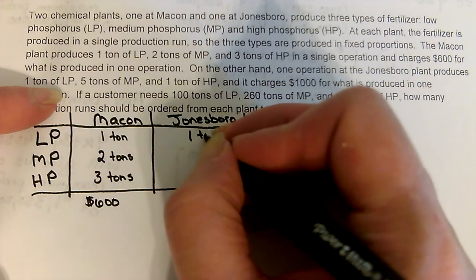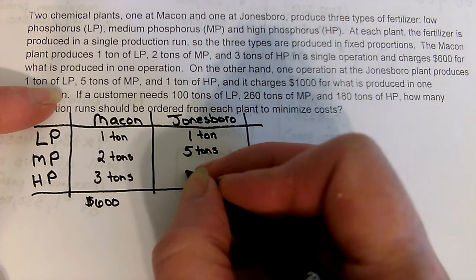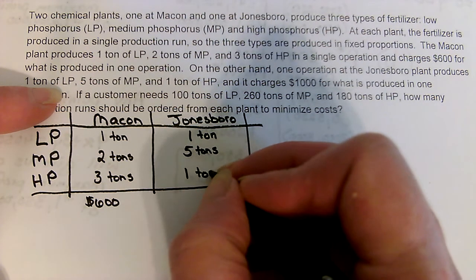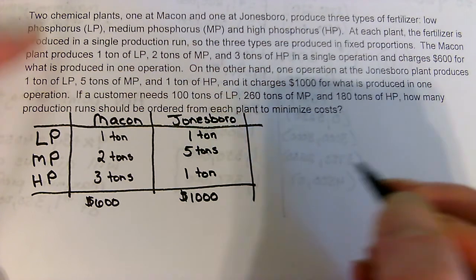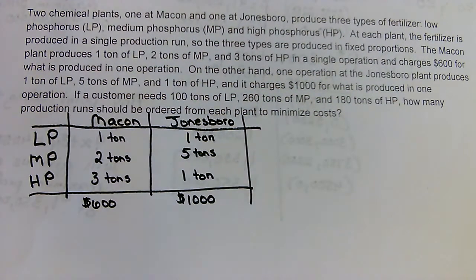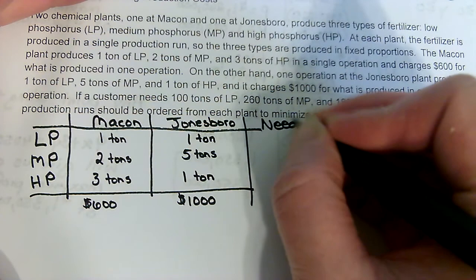Jonesboro does 1 ton, 5 tons of medium, and 1 ton of high, and it charges $1,000 for what it produces. If a customer needs, okay, so we got a need.